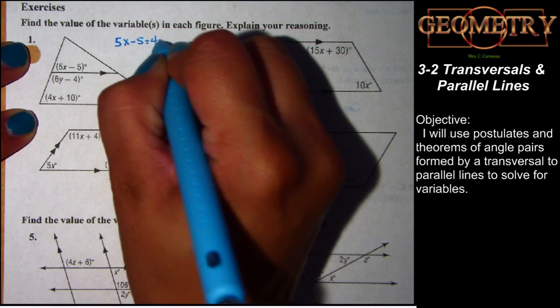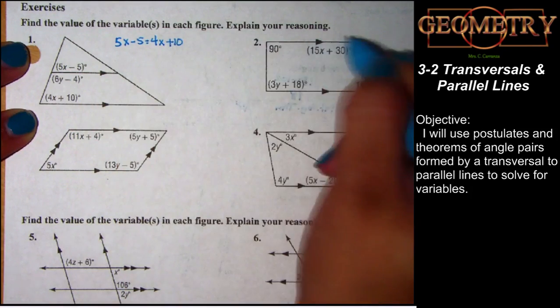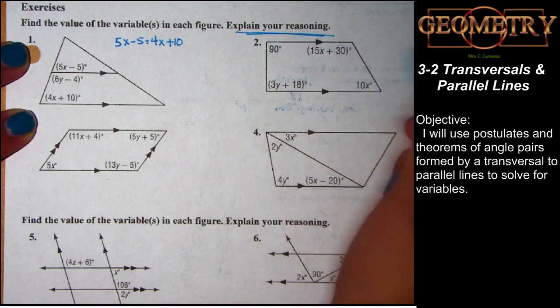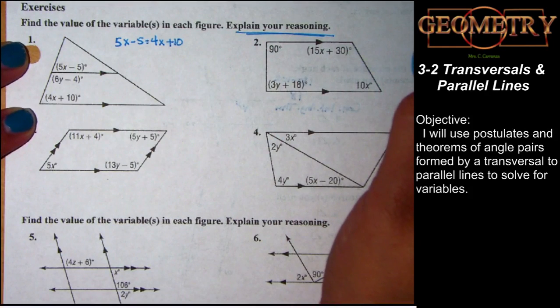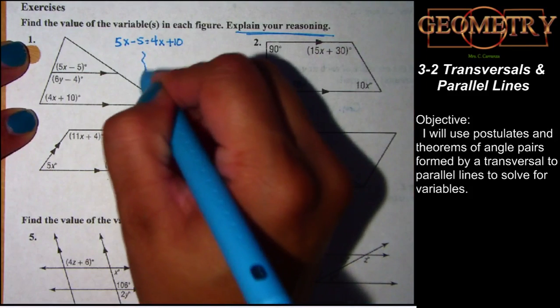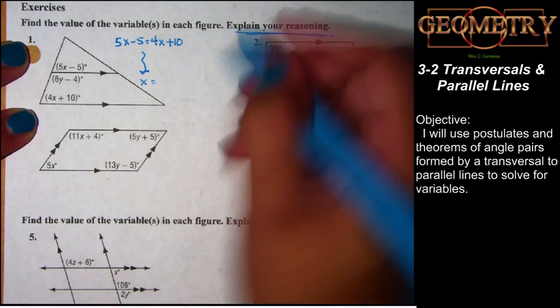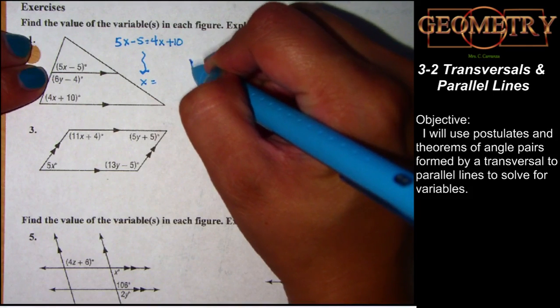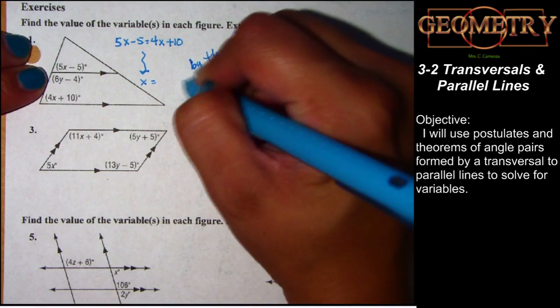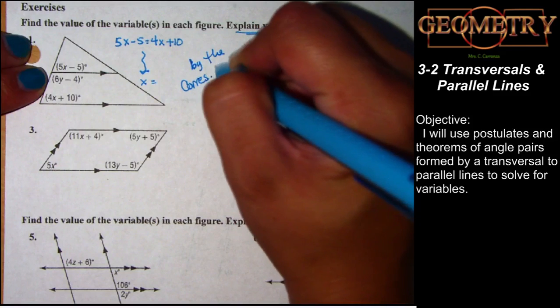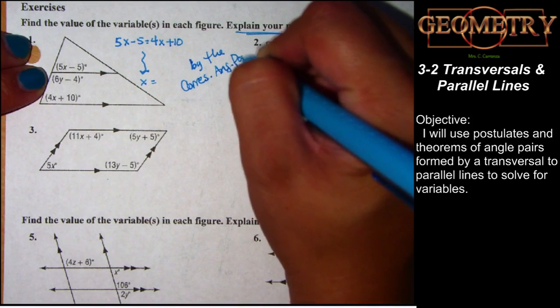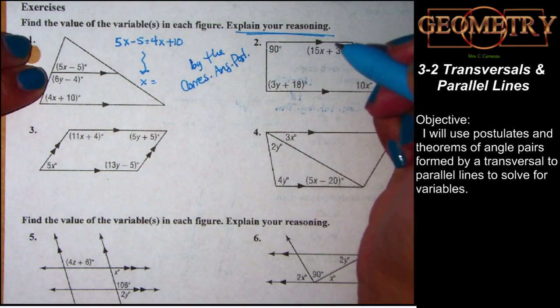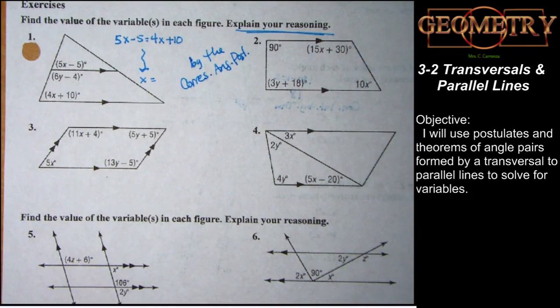So here's the start of your algebra. And since we need to explain our reason, this is definitely one of those moments where you write everything on another sheet of paper. Solve down, and your reasoning is, you said corresponding angles, yes? By the corresponding angles postulate. Okay.